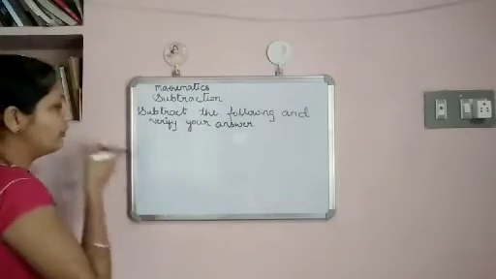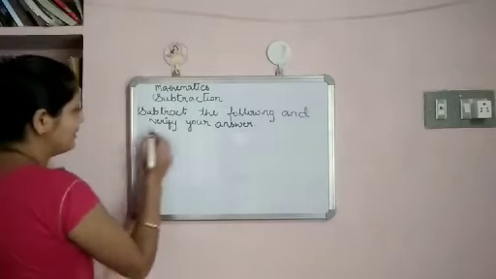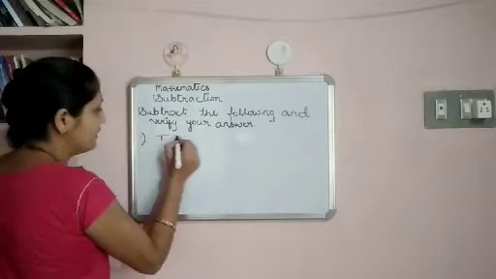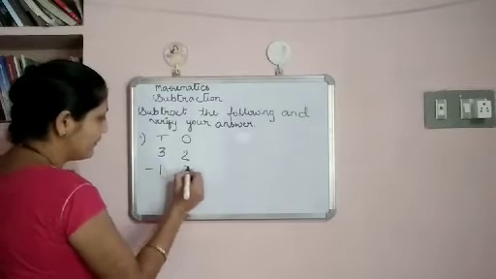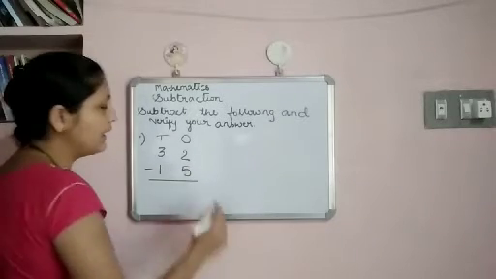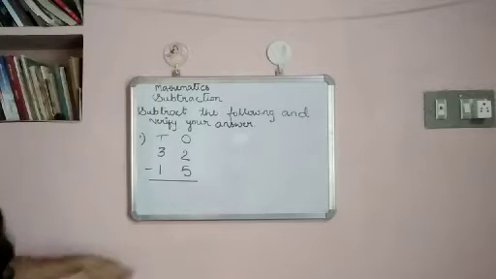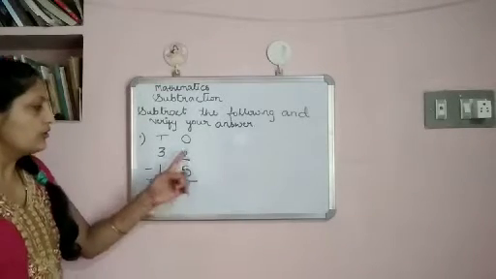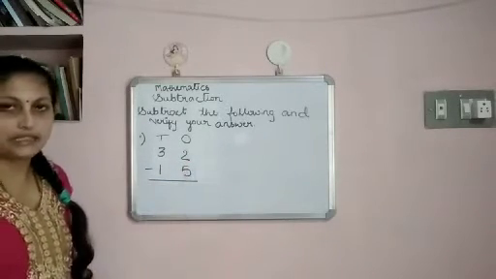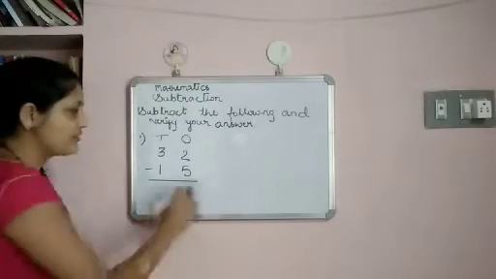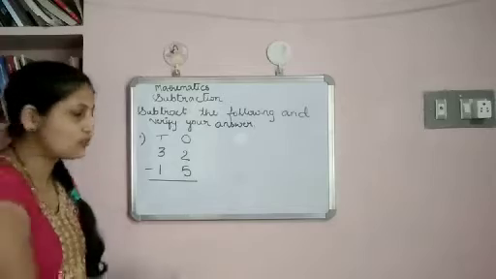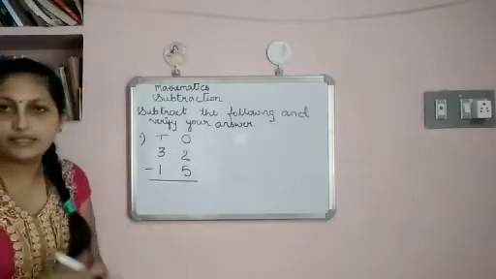Subtract the following and verify your answer. Let us take one example. Let us subtract 32 minus 15. First we will subtract the ones. So you have 2 minus 5. It is not possible because 2 is smaller than 5, isn't it? So you cannot subtract 2 minus 5.